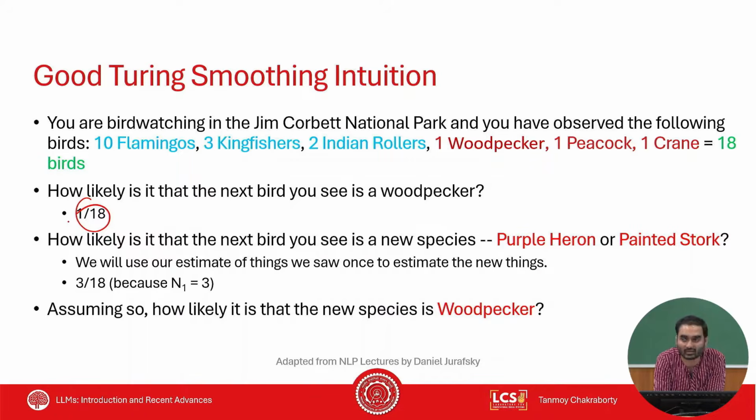It is not. Why is it not? Because we already took some probability mass from 1 by 18 in order to compute this 3 by 18. This will no longer be 1 by 18, right? This will be less than 1 by 18, right? What would be the value of the modified count for this? We will basically discuss.